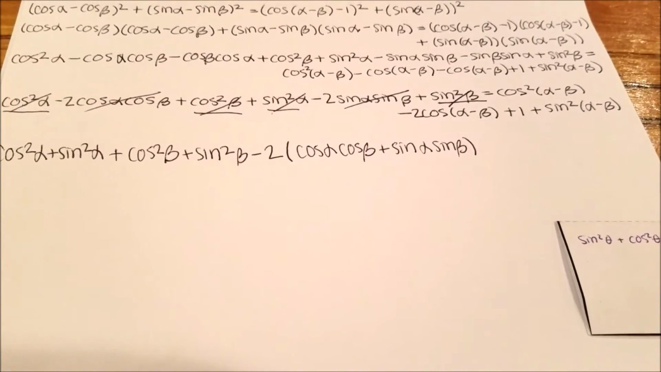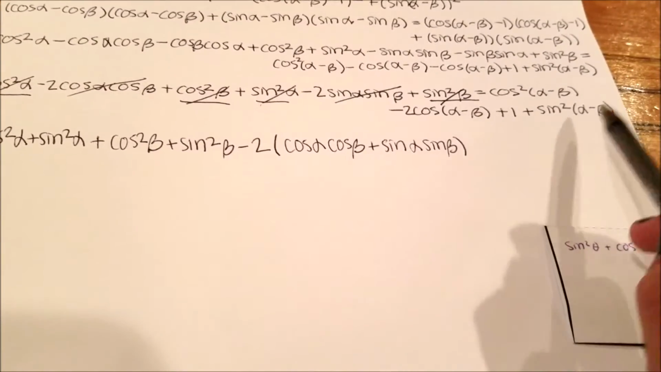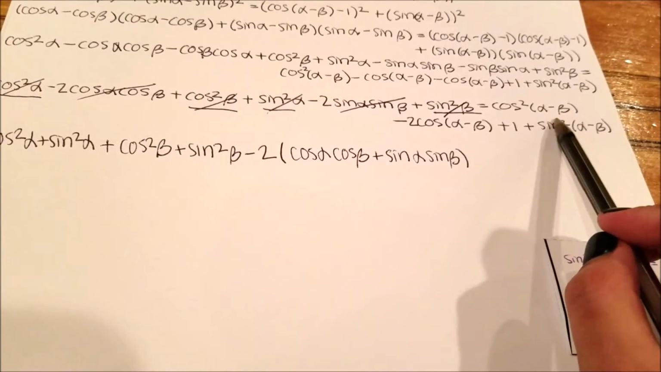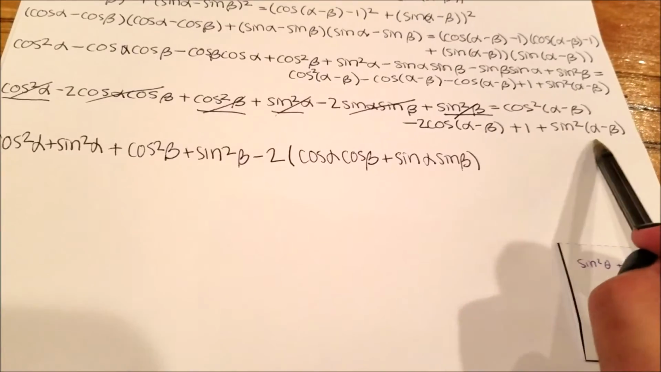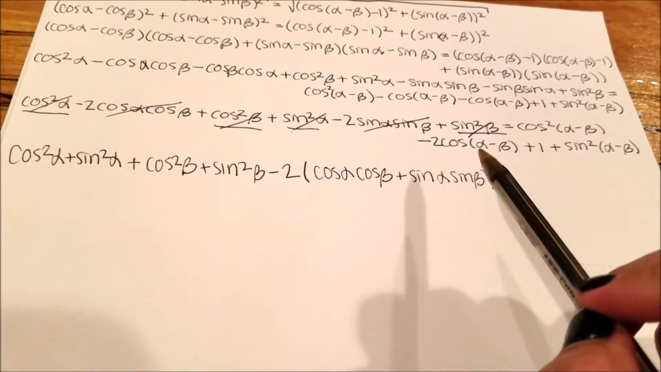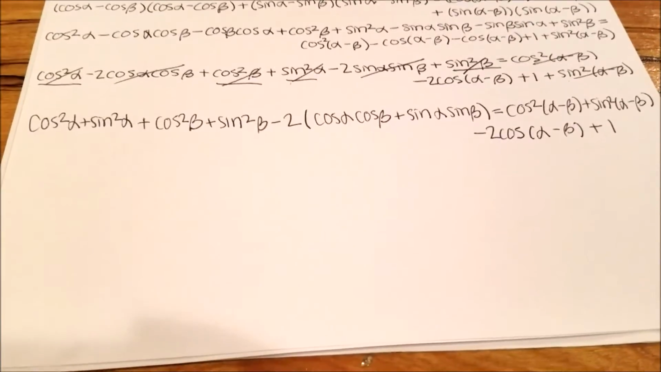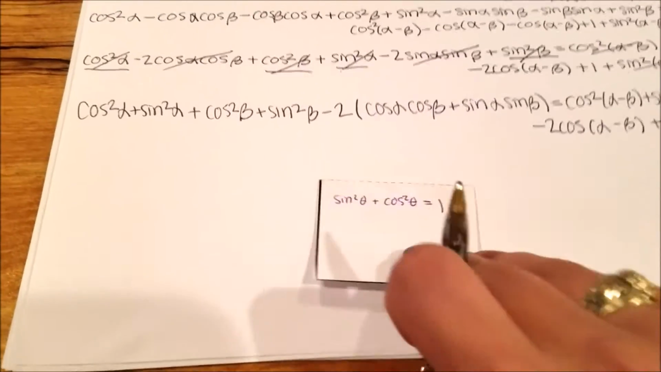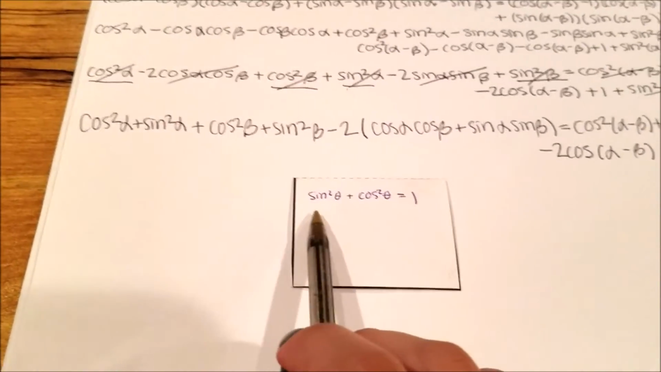Now to regroup the right side of the equal sign, I have a cosine squared alpha minus beta, remember that is one angle, and a sine squared alpha minus beta. I'm going to group those two first. Now that I have regrouped all of my terms, I can use my card here to simplify.